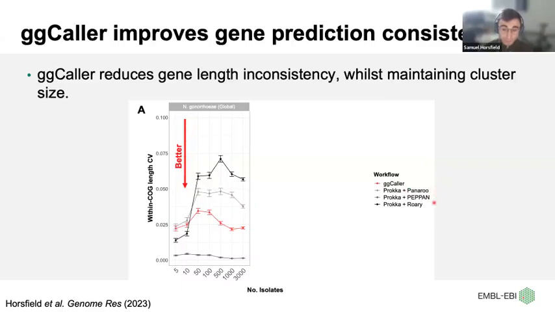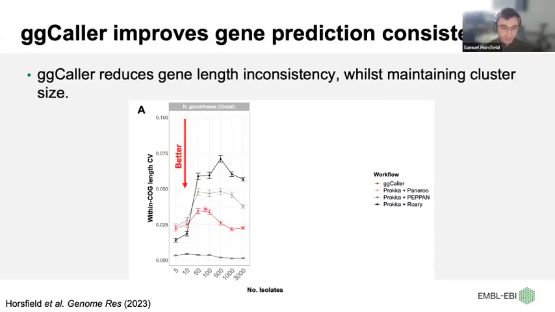So Panaroo, which is also implemented in ggcaller, PPAN, which is another state-of-the-art gene clustering workflow, and then Rory, which Neil may have mentioned last week or previously in the previous webinar. What I'm showing on the y-axis is the within cluster of orthologous genes length coefficient of variation. What does that mean? The lower this is, the more consistent the lengths are of genes in a given cluster. So if it's lower, it means that genes are by and large the same length within a cluster. If it's higher, it means there's greater variability in genes in that cluster.